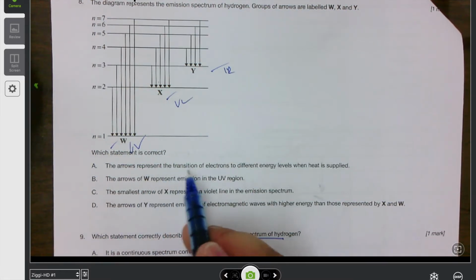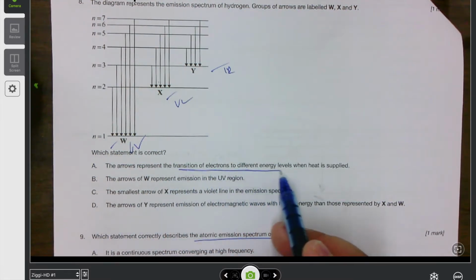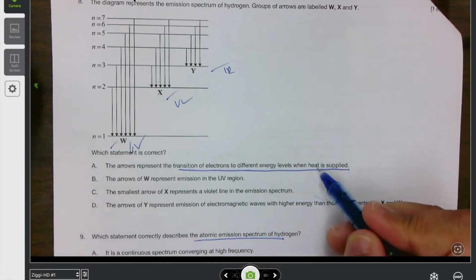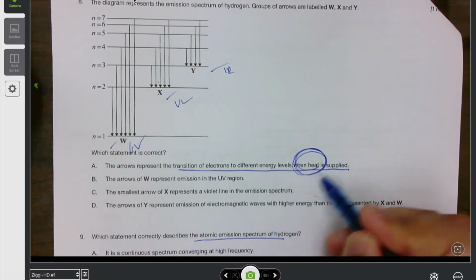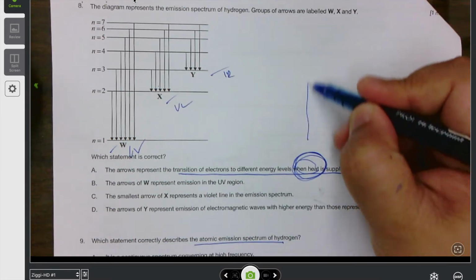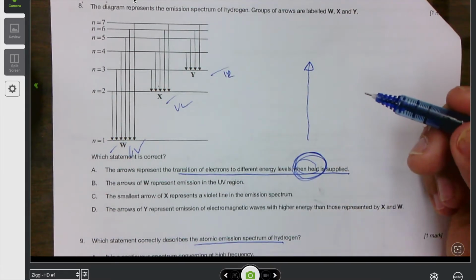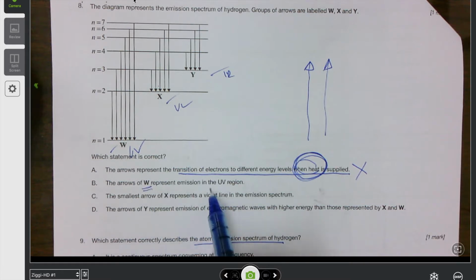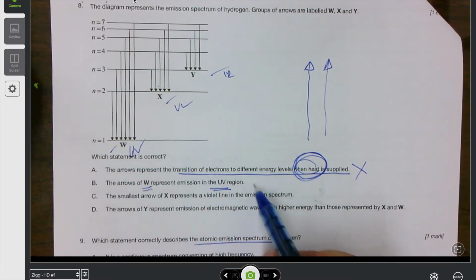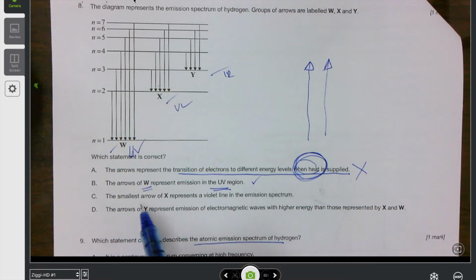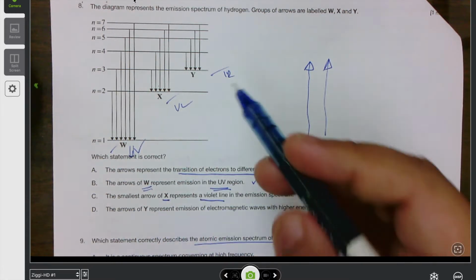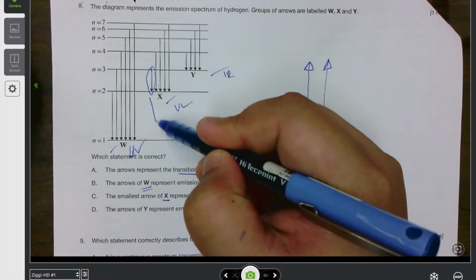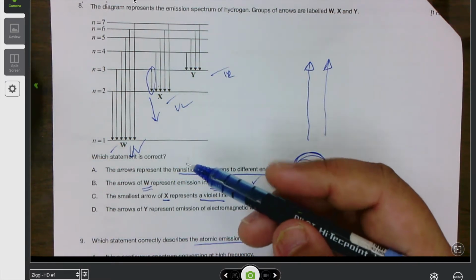The arrows represent the transition of electrons to different energy levels when heat is supplied. When you put heat, what happens? They are excited, they move up energy level. So this is wrong. The arrows of W represent the emission in the UV region. Okay, that seems correct. C, the smallest arrow of X represents violet. So the smallest arrow, is this violet? What is that? That's not violet. Red.